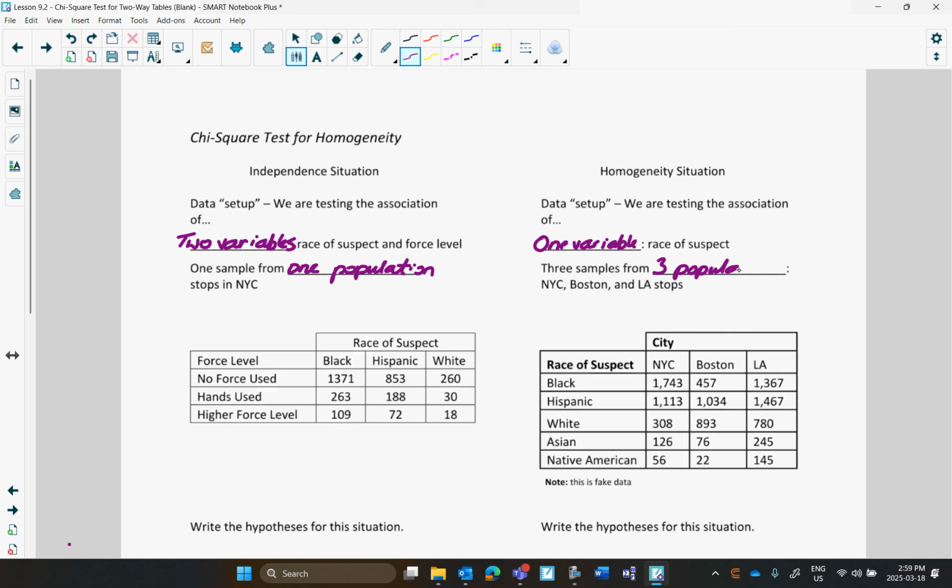So just to show you the difference between the two, here's the one we did today. Here would be an example of a homogeneity situation, where we're given a breakdown of race of suspect in three different populations, three different cities. There's only one variable here, race, but there's three populations. There's two variables here, one population.